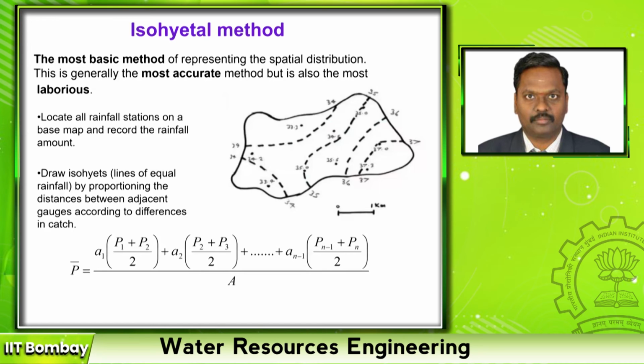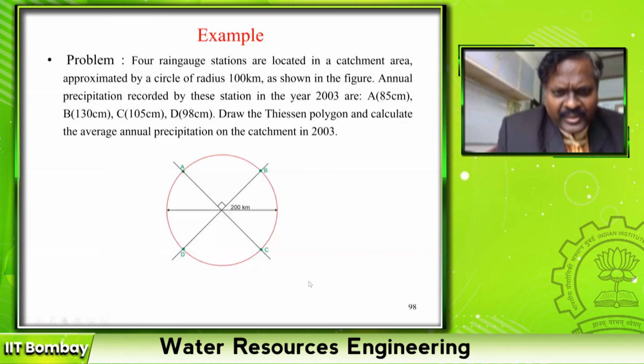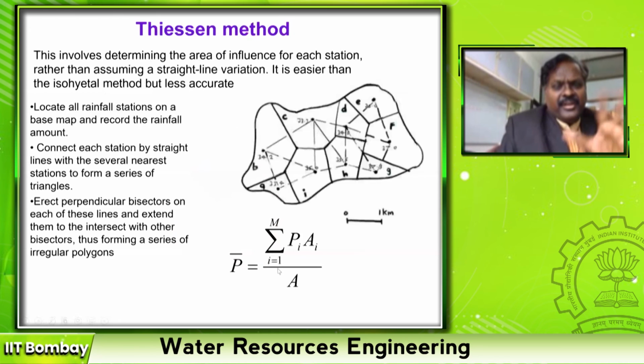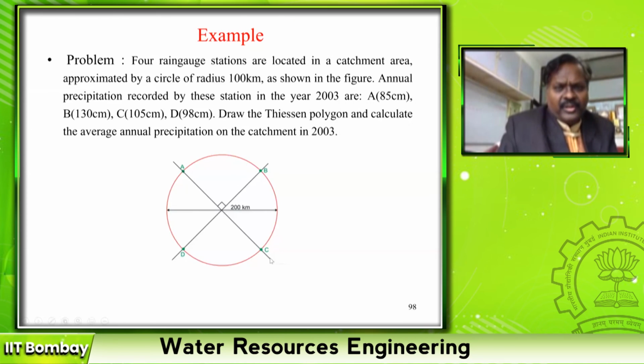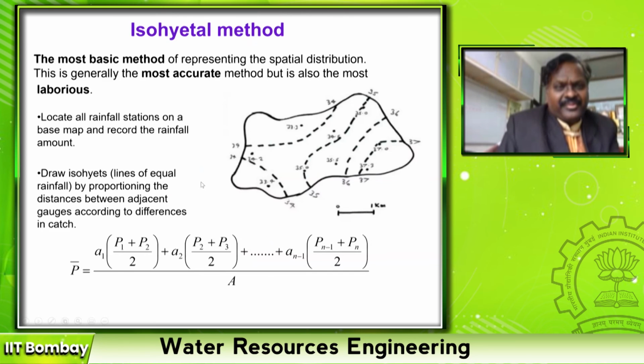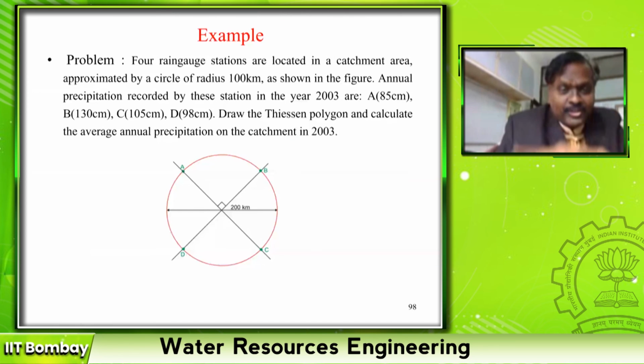Another best and accurate method is called the isohyetal method. I think you might have heard the word contour. A contour is an imaginary line which connects points of equal elevation. See, for the Thiessen polygon method, I have given you a circular problem. There are 4 stations A, B, C, D. You can find out what the average rainfall is. There is an answer slide. I will show you in the next class once you estimate it.